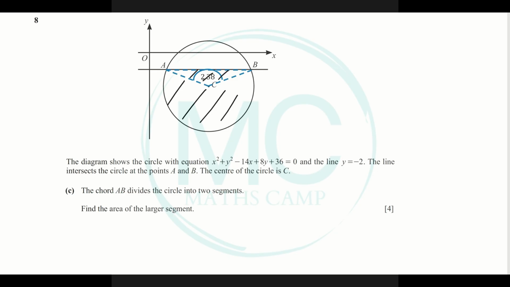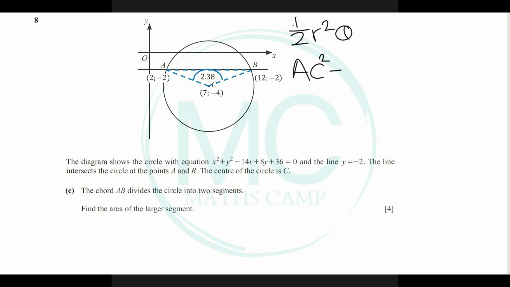To find the area of a major sector, we need the radius and the angle. In part A, we found the coordinates of A, B, and C. So let's put these back down here. AC is the radius of the circle. For the area of a sector, we need 1/2 r squared theta, where r is the radius. AC is our radius, so let's find AC squared. To find the length of AC, we can use the formula for distance.